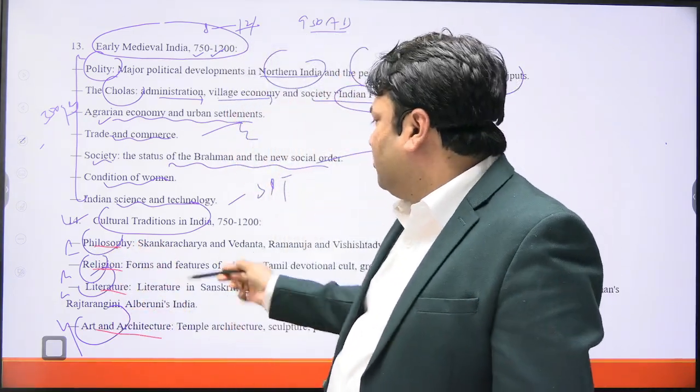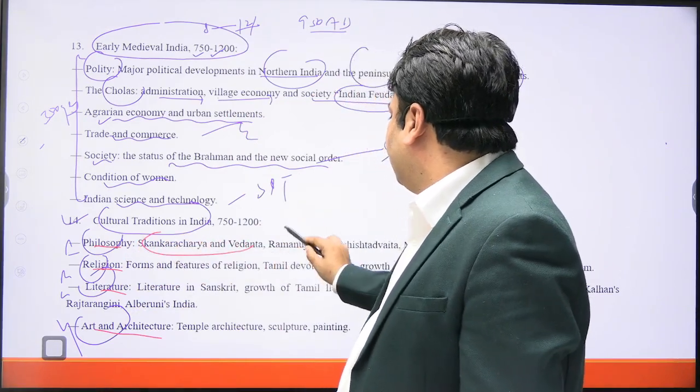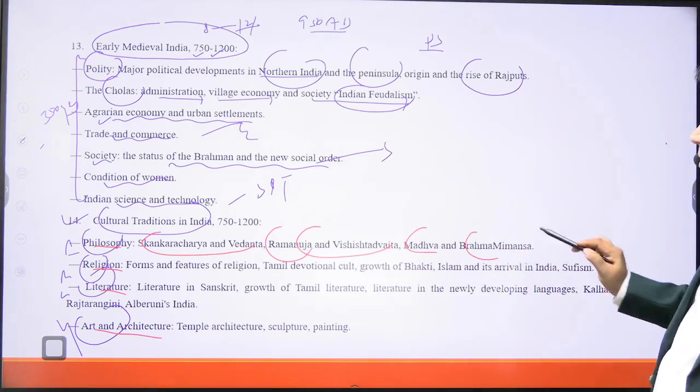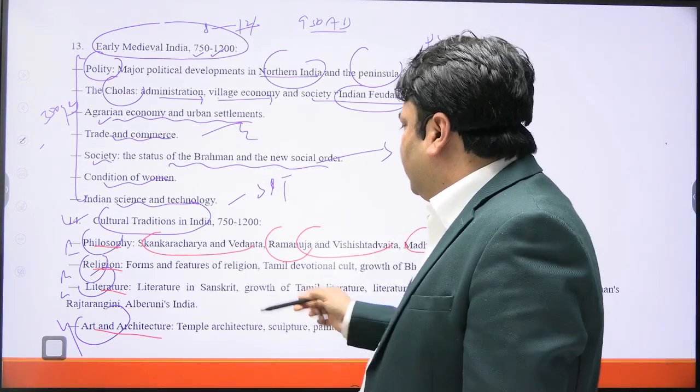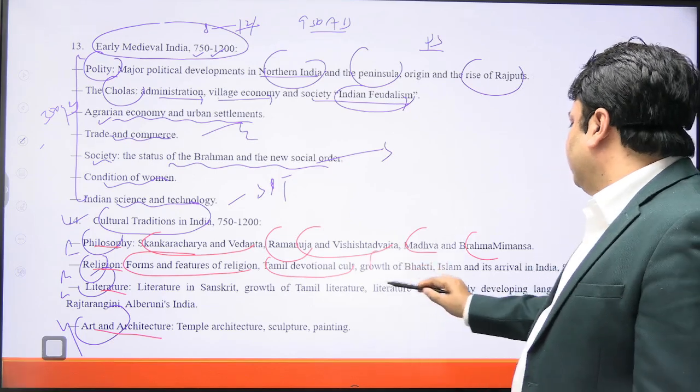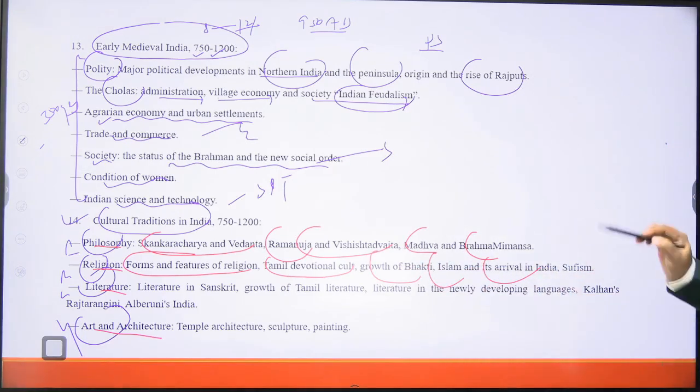In philosophy आपको क्या पढ़ना है, Shankaracharya and Vedanta, Ramanuja and Vishishtadvaita, Madhvacharya and Brahmamimamsa. In religion, you need to understand the forms and features of religion, Tamil development, cult, growth of Bhakti, growth of Islam and arrival of Islam in India, and about Sufism.